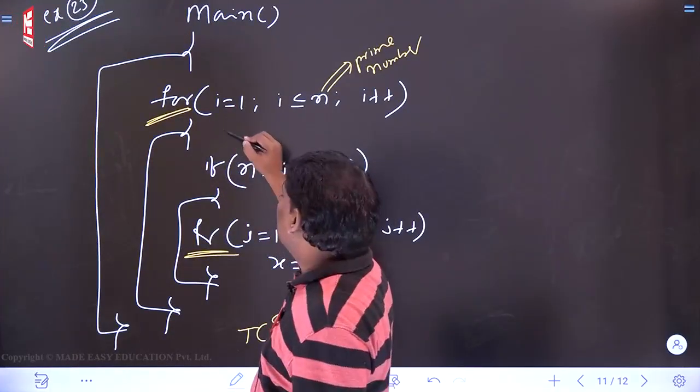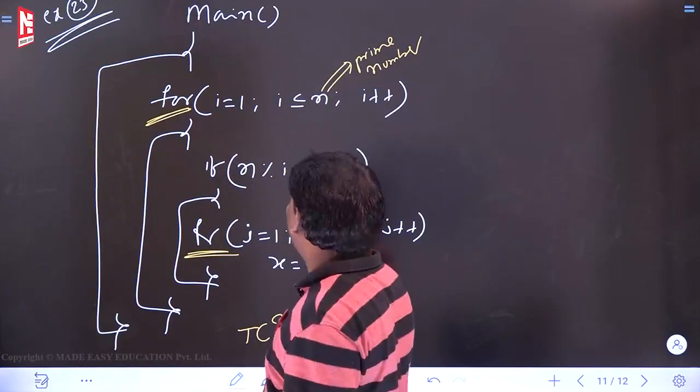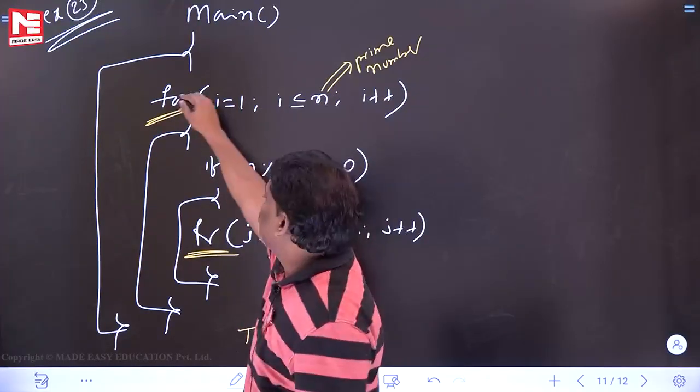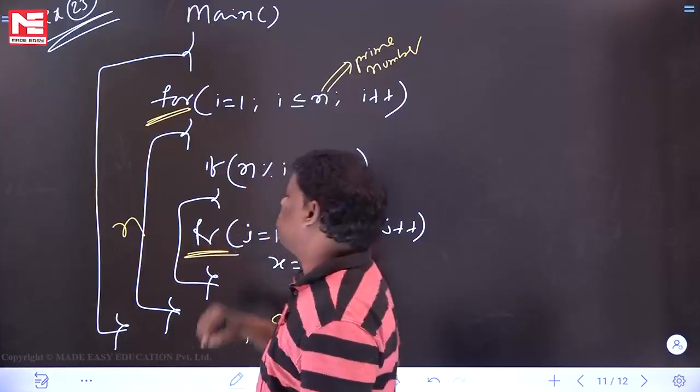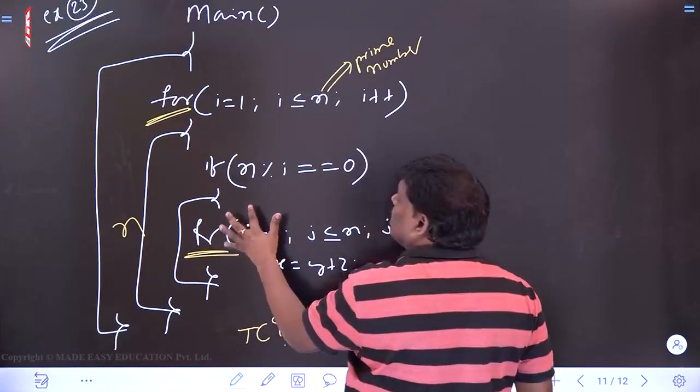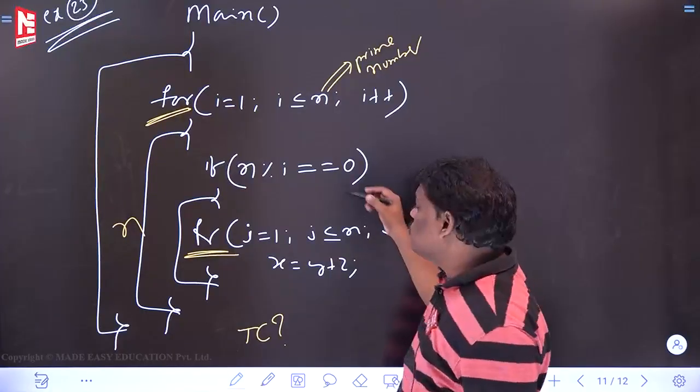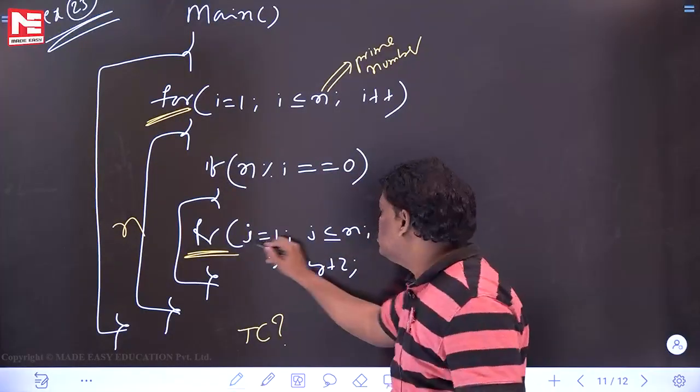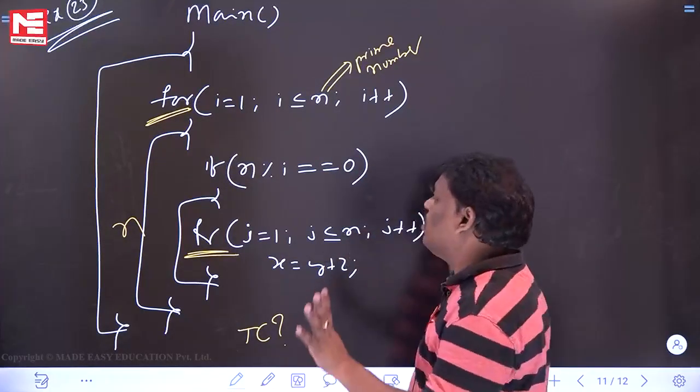One thing: whether the condition is true or false doesn't matter, this loop will execute. This loop is confirmed to execute n times. First loop is n times confirmed. Second loop, how many times? We'll see now. One thing is, if you go inside the second loop, this is also n times, but how many times I will go, I will check now.